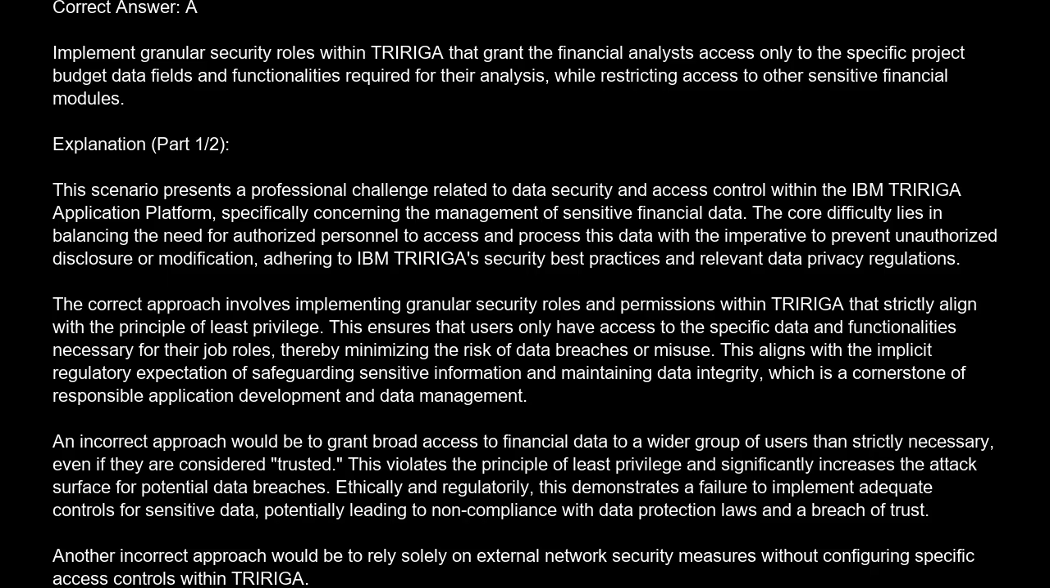The correct approach involves implementing granular security roles and permissions within TRIRIGA that strictly align with the principle of least privilege. This ensures that users only have access to the specific data and functionalities necessary for their job roles, thereby minimizing the risk of data breaches or misuse. This aligns with the implicit regulatory expectation of safeguarding sensitive information and maintaining data integrity, which is a cornerstone of responsible application development and data management.